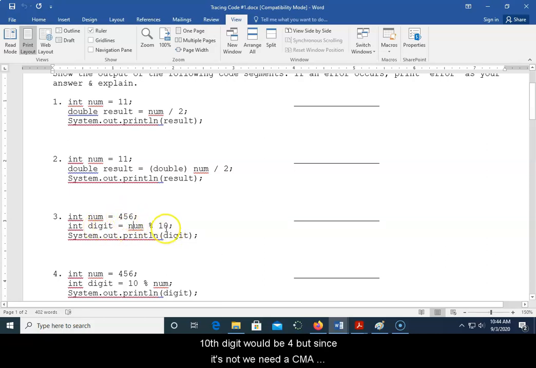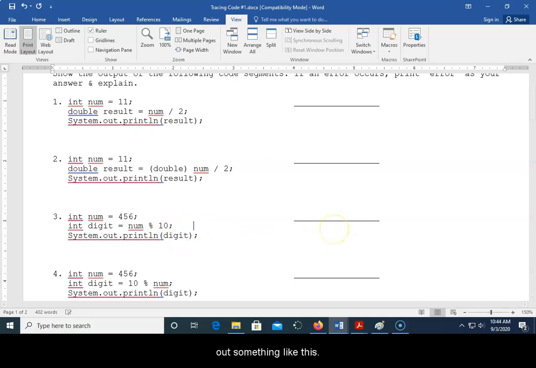But since it's not, we need to see how many times 10 goes into 456, and then we get the remainder. So 10 goes into 456 45 times with the remainder of 6. Okay, and that would be written out something like this.